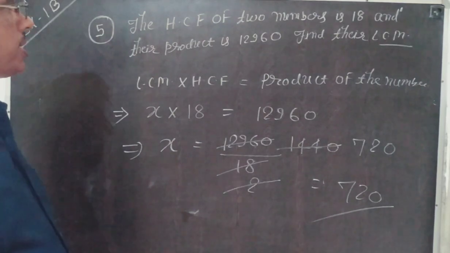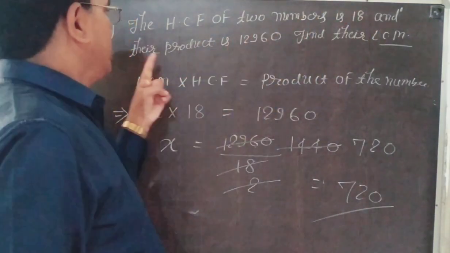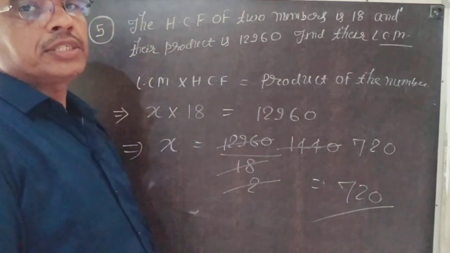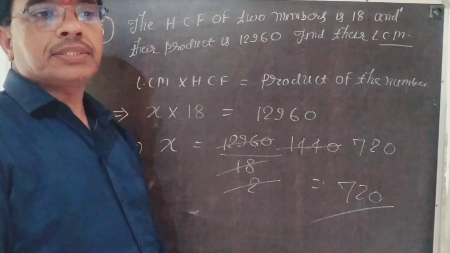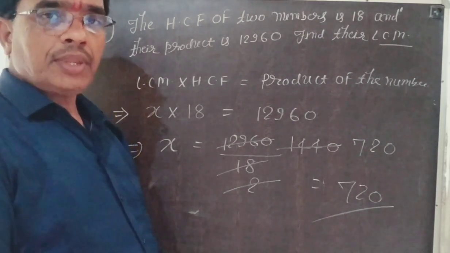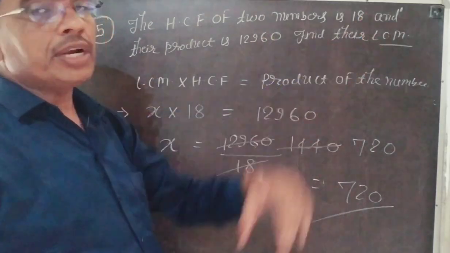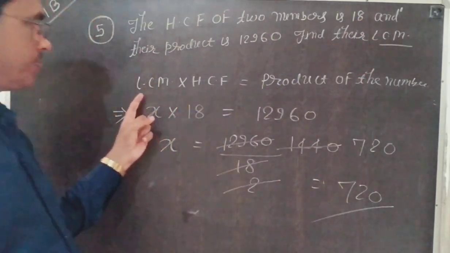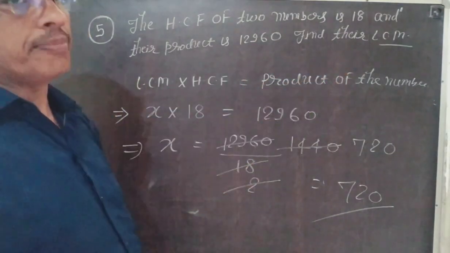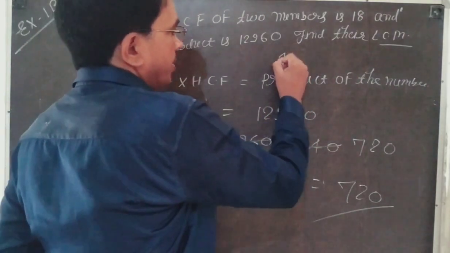Now, the HCF of two numbers is 18 and their product is 12,960. Their product means first number into second number. It is given 12,960. Then find their LCM. So write the formula: LCM into HCF is equal to first number into second number. Another name is the product of the numbers.